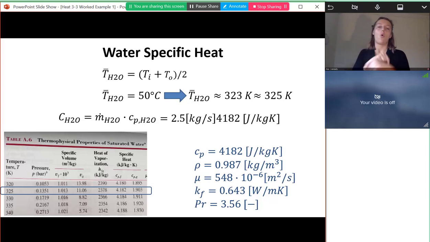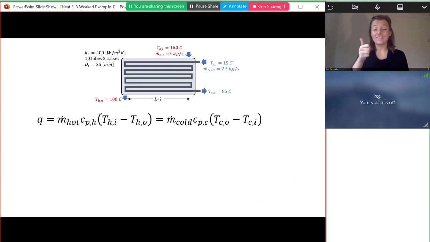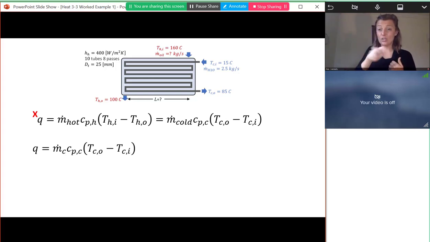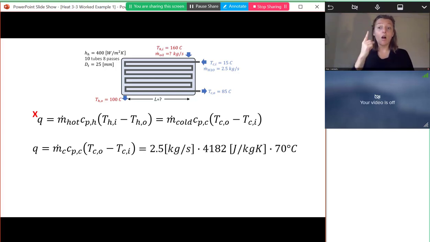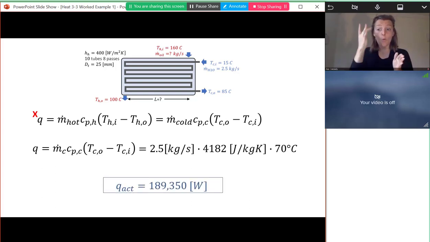So if I do this, now I know enough information to find my big C on the cold side, and that's just over 10,000 watts per degree Kelvin. So now I need to find the mass flow rate on the hot side. Like we said when we introduced the problem, I can get this from doing a first law analysis on my whole heat exchanger. I don't know the heat transfer, but I can find it if I look on the cold side, because I know everything about the cold side now. So here I can find my actual heat by looking at values on the cold side, and I can see that this is just about 190,000 watts.